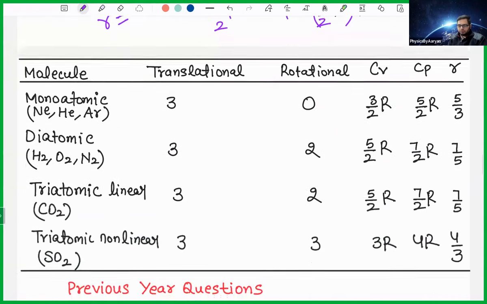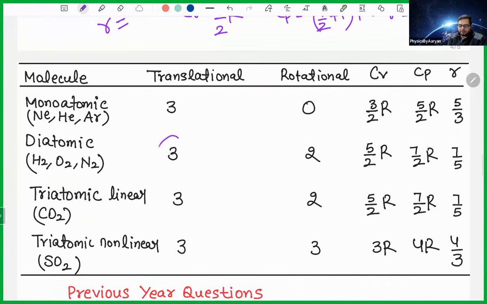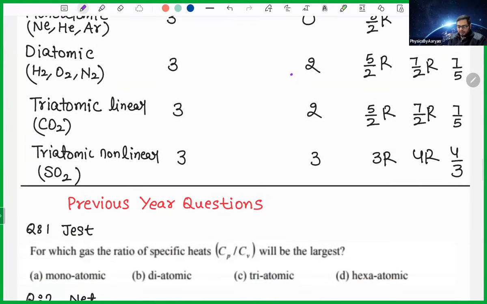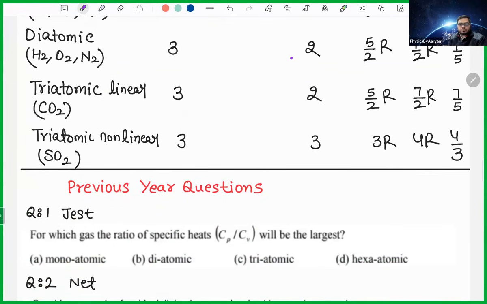Yes. Because you know, for diatomic there are 3 translational and 2 rotational. So for diatomic, you can easily find. Then we will need to find for triatomic non-linear. For triatomic non-linear, there are 3 translational, 3 rotational. So total are 6. So CV is 6 by 2, 3R. And CP will be 4R. And gamma will be 4 by 3. Done. Sure. Let's do some of the PYQs.